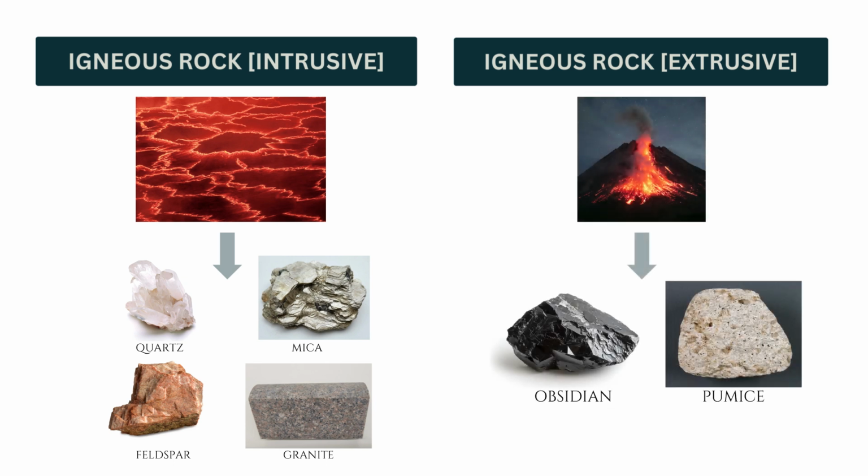In contrast, obsidian, or volcanic glass, and pumice, a rock that can actually float, are examples of extrusive igneous rocks, which form when lava cools quickly at the Earth's surface.